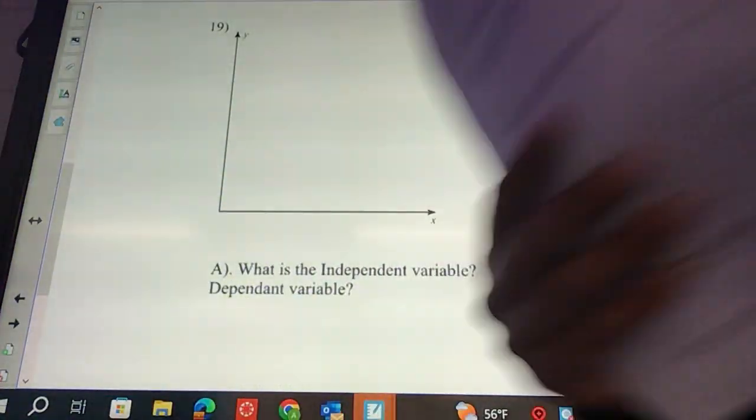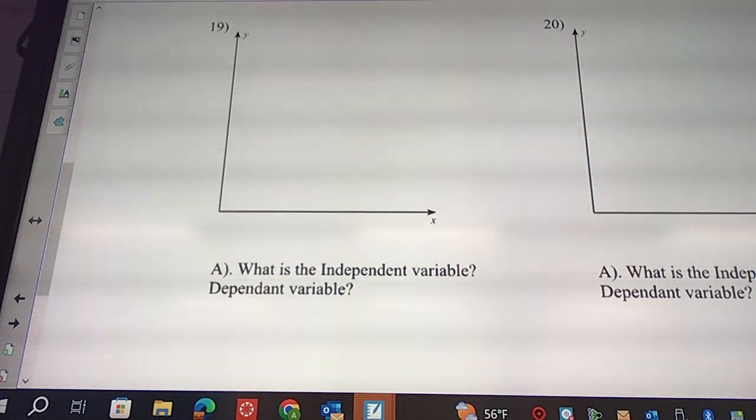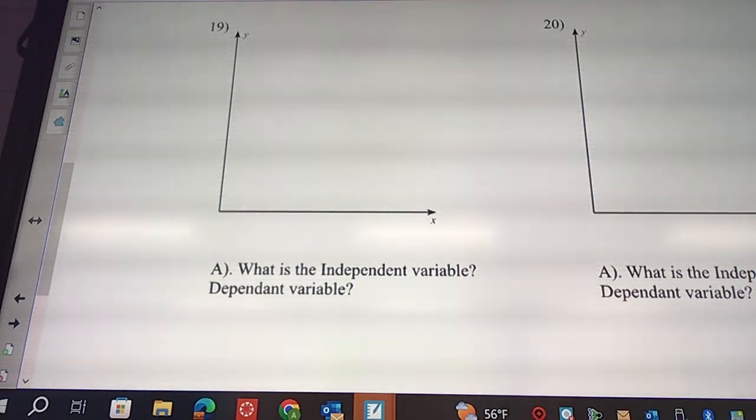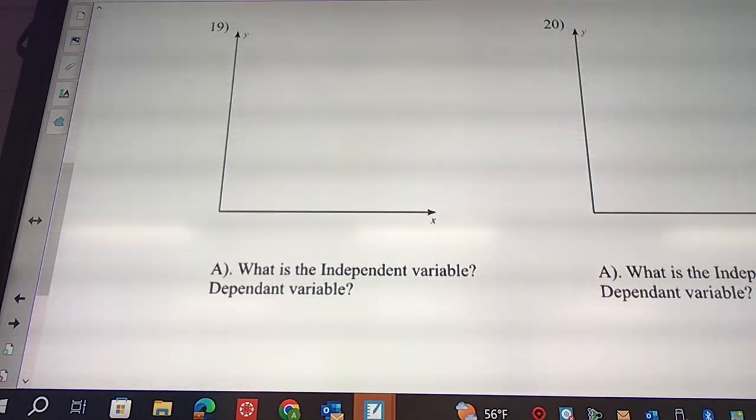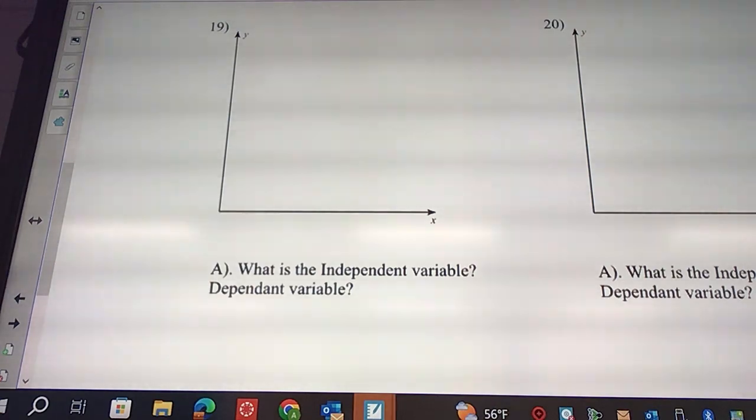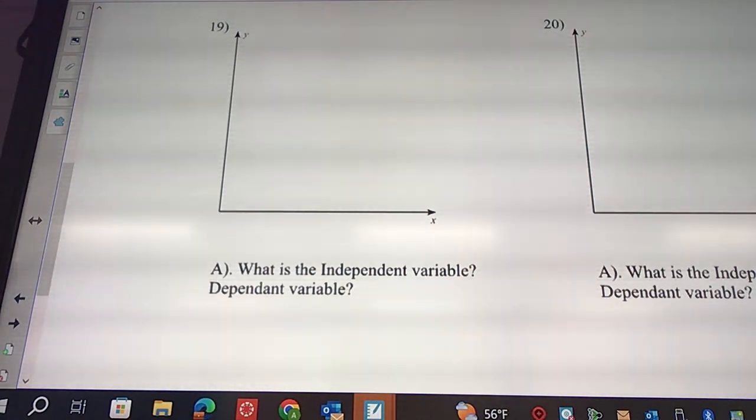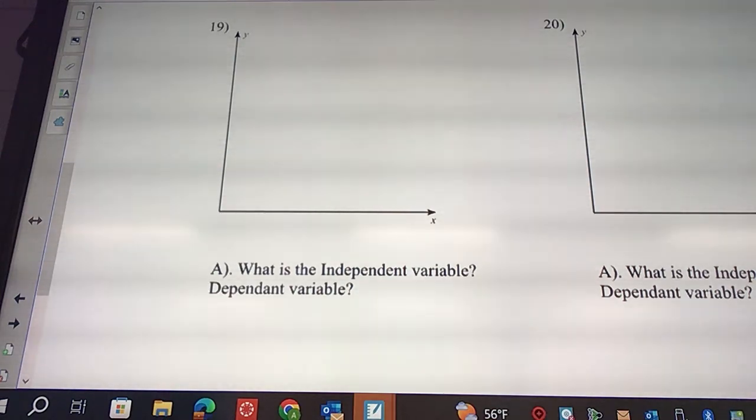Okay, 19. No. Did I skip? 27. No, 27. What? 27 is a number on here. My pages are backwards. Okay, 27.